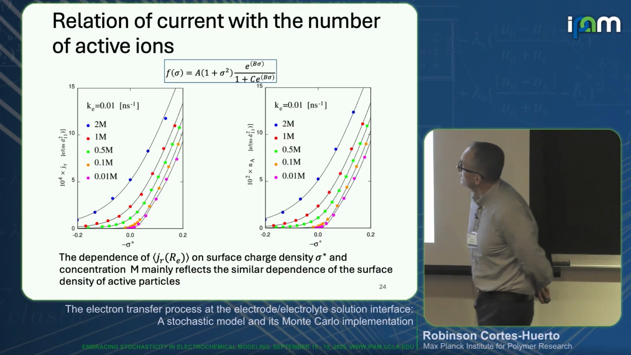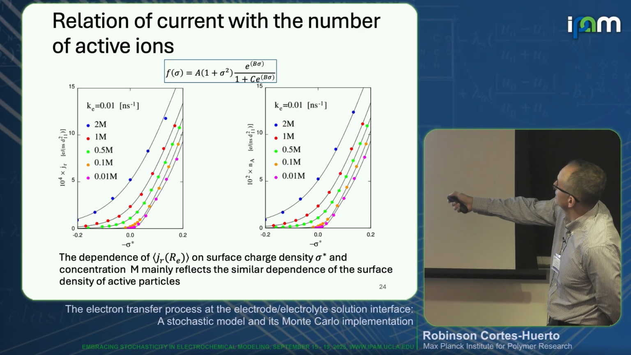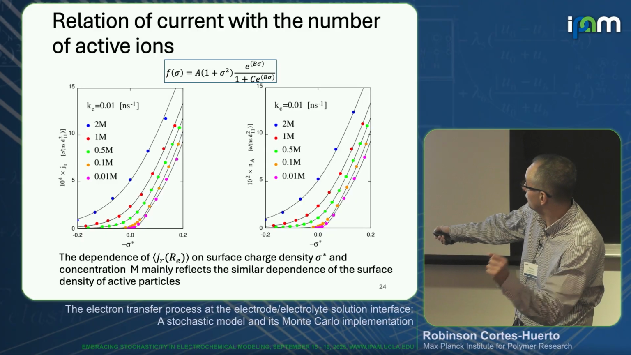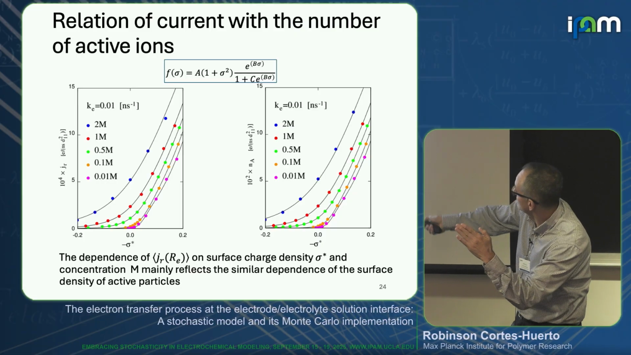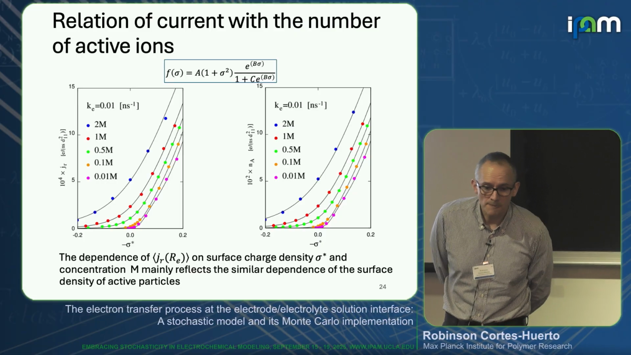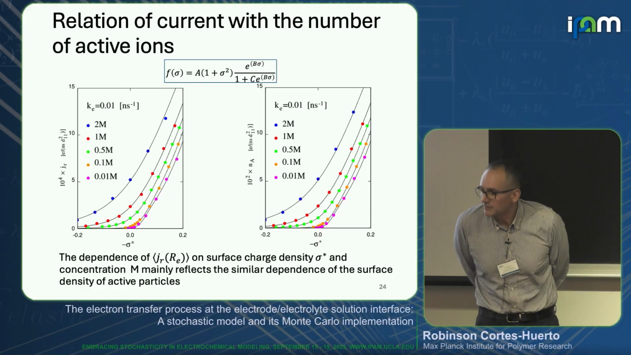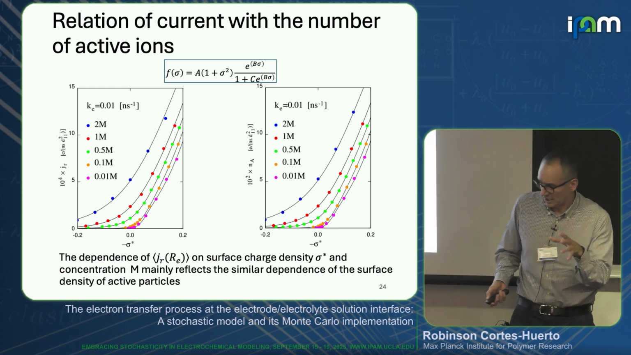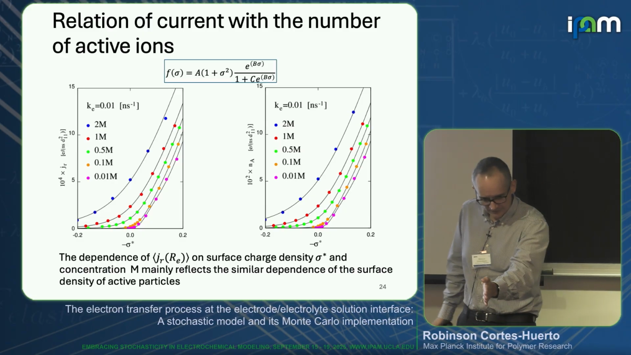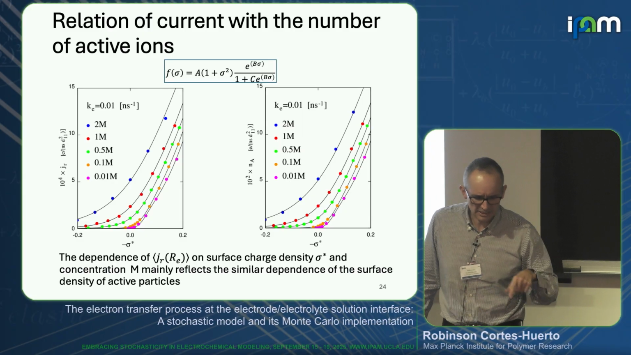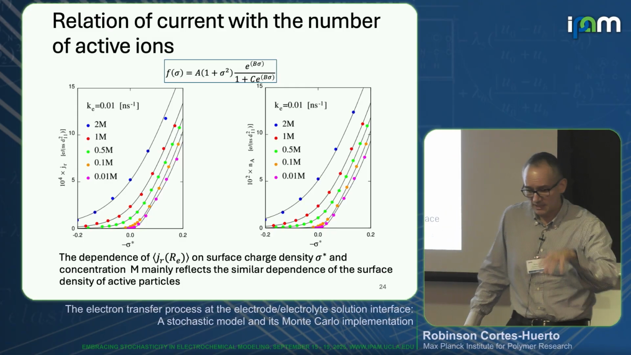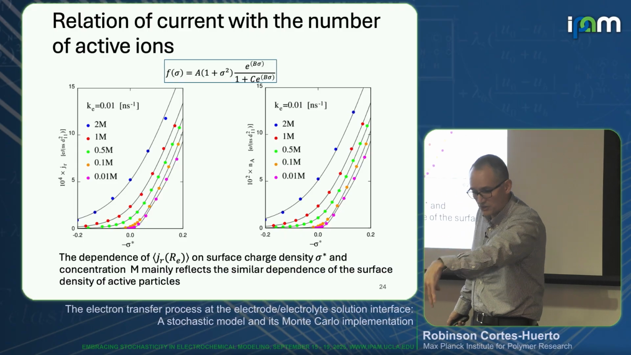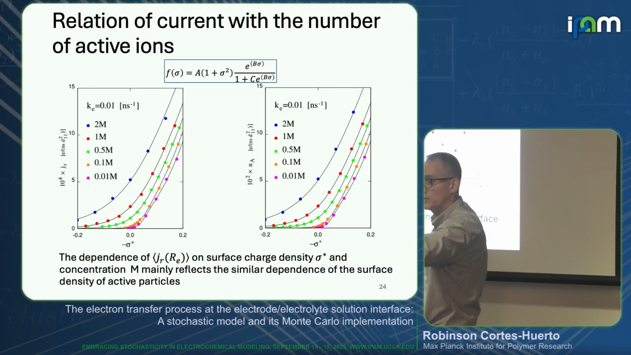Now we look at the relation. Of course, we're interested in the current, but let's first see the number of active ions: the density of active ions, here again concentration, as a function of surface charge. This shows a violation of the mean field approximation, in the sense that you can write the density close to the interface, multiply it by kBT, and then you get a pressure. This pressure will be the pressure of the electrolyte plus the pressure induced by the electric field. This pressure is given by a Poynting vector, and the Poynting vector is proportional to sigma squared.